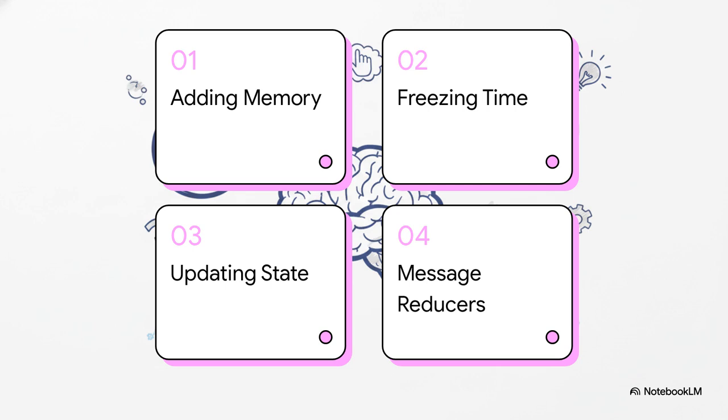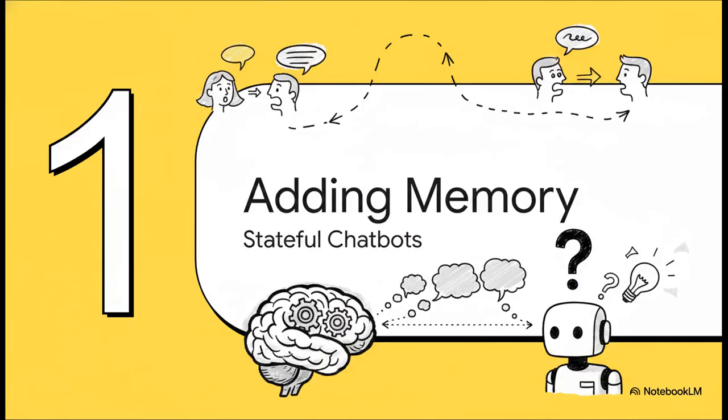Number 1, adding memory to chatbots. Number 2, freezing time before action. Number 3, updating the agent's state. And finally, number 4, how message reducers actually work. All right, Section 1, adding memory to chatbots.